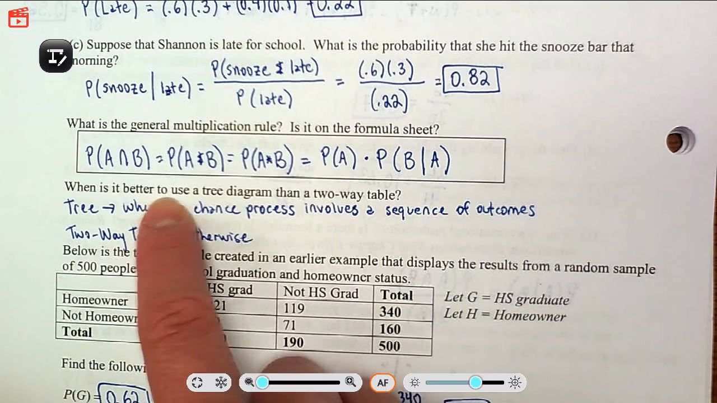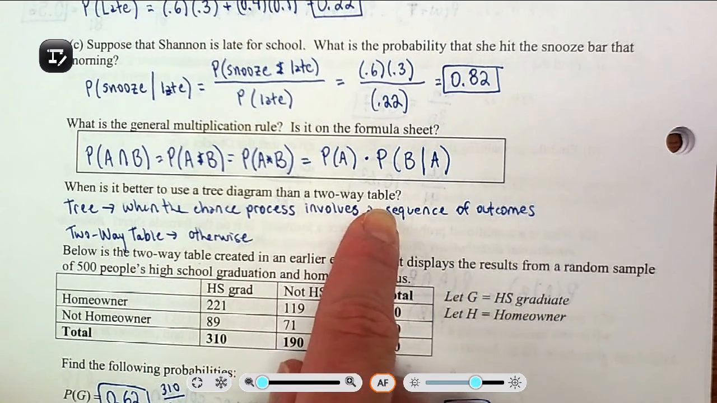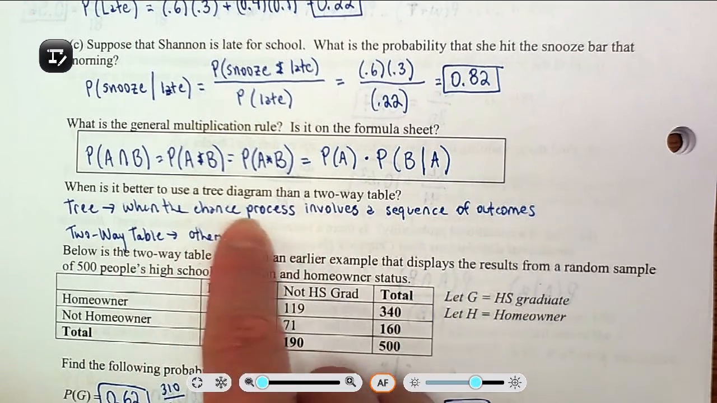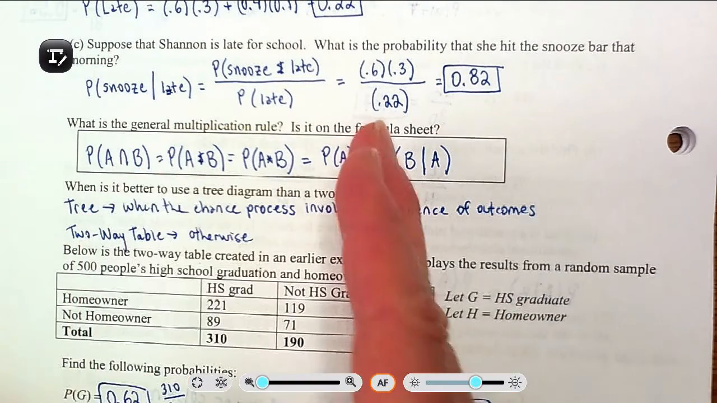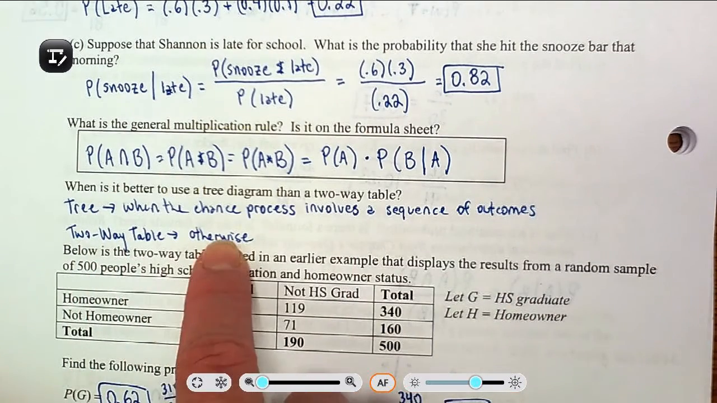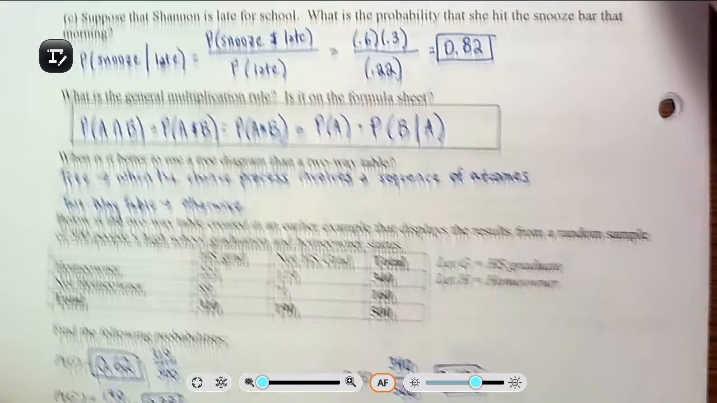When is it better to use a tree diagram than a two-way table? A tree is when the chance process involves a sequence of outcomes, like first she's going to snooze, then she'll be late. But a two-way table is for all situations otherwise, like we just have 2 variables, period.